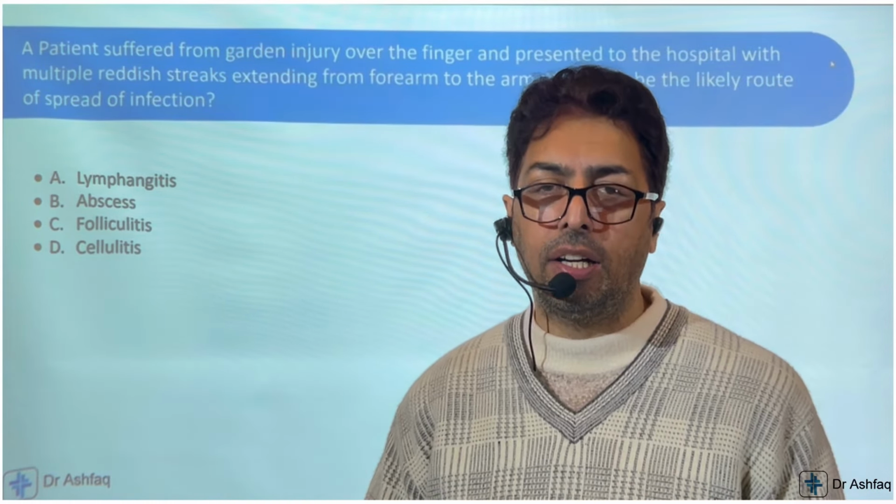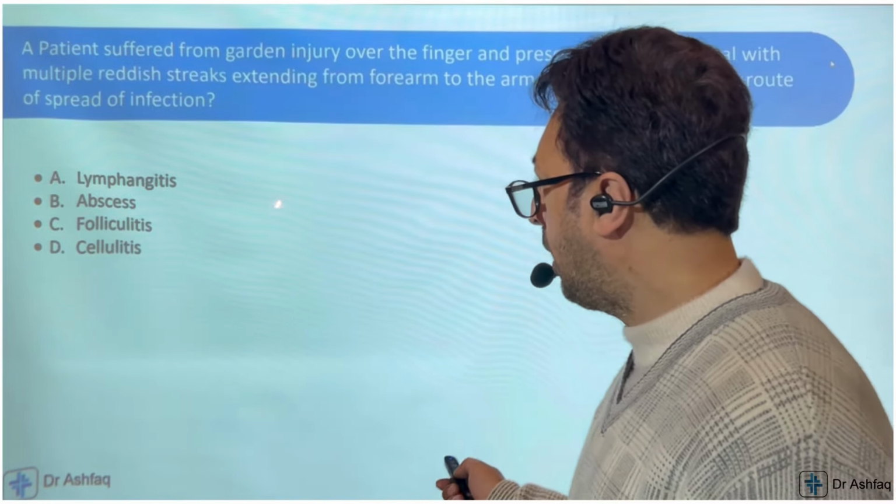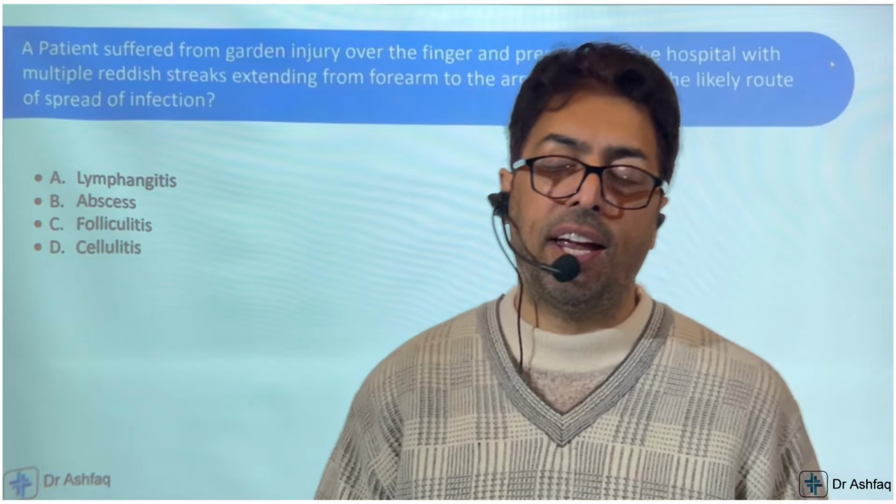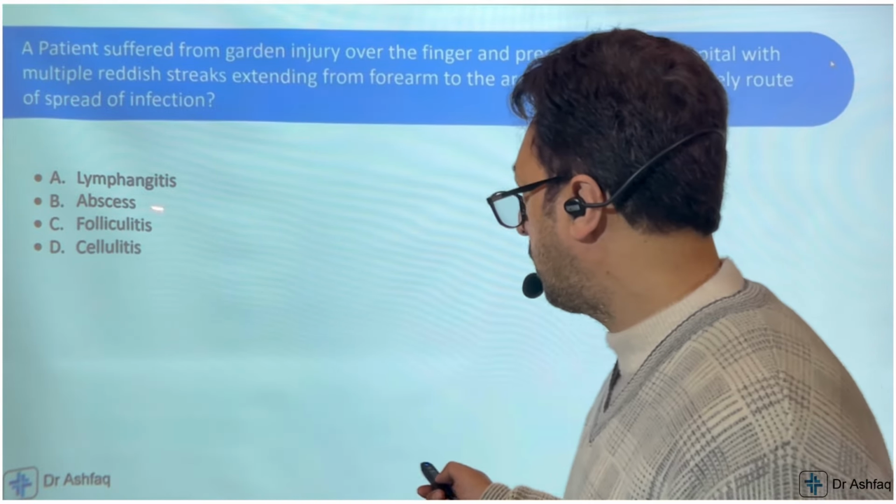So you go back to the question. This clinical condition is sporotrichosis, and he did not ask you the diagnosis. He asked the mechanism of spread of infection. So the mechanism of spread of infection is lymphangitis.